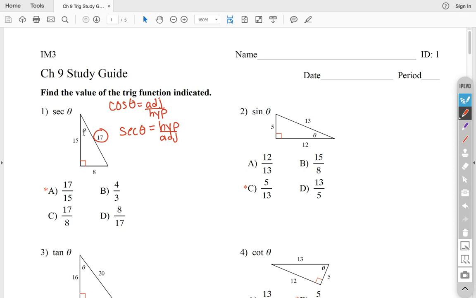And then adjacent is the one touching it right here. Opposite is 8. We don't want 8. We want 15. So it's going to be hypotenuse, which is 17, over 15. So the answer is A.